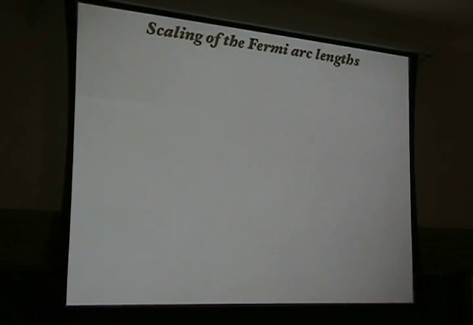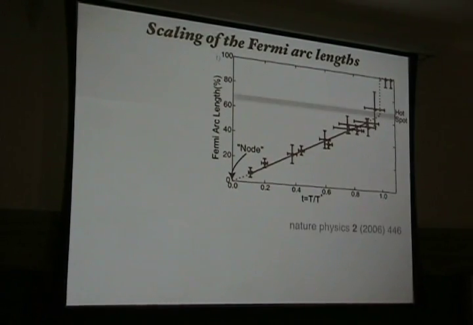So let me show you in more detail what this looks like for all our samples. Here you are. This is little t, T over T star, versus Fermi arc length. You can see what's happening. It's just extrapolating linearly, and we have a lot of data. This is pretty small, 0.1. Then you can just extrapolate, and you see that in the limit of zero T over T star, very low temperature compared to the pseudogap, this will be a point, it will be a node.